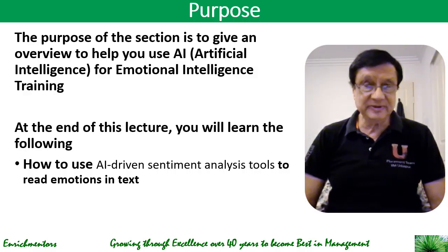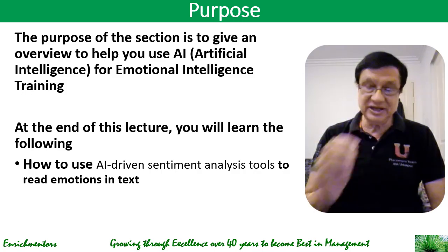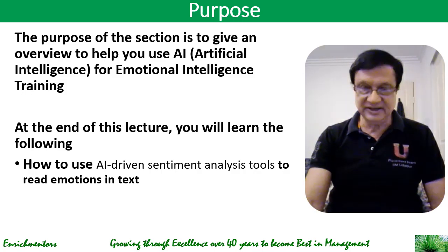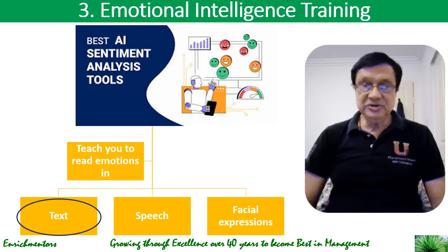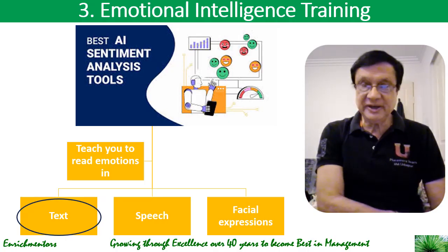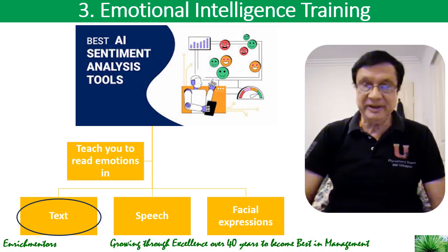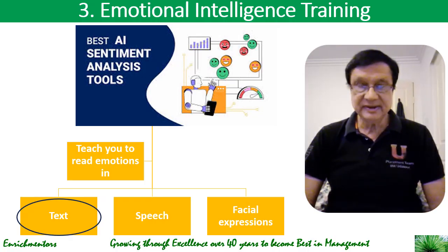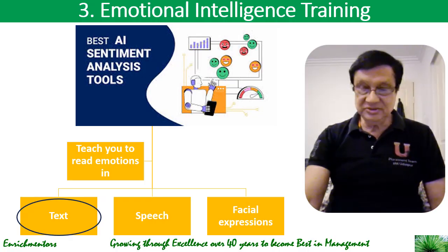Yes, you heard me right. Emotions in text. So that's what we will talk about in this lecture. So how do you think you can use AI-driven sentiment analysis tools to read emotions in text? Say, for example, in a transcript of a conversation, how can you get AI to highlight areas where empathy or active listening could improve? So how do you think you can do that? Any thoughts?